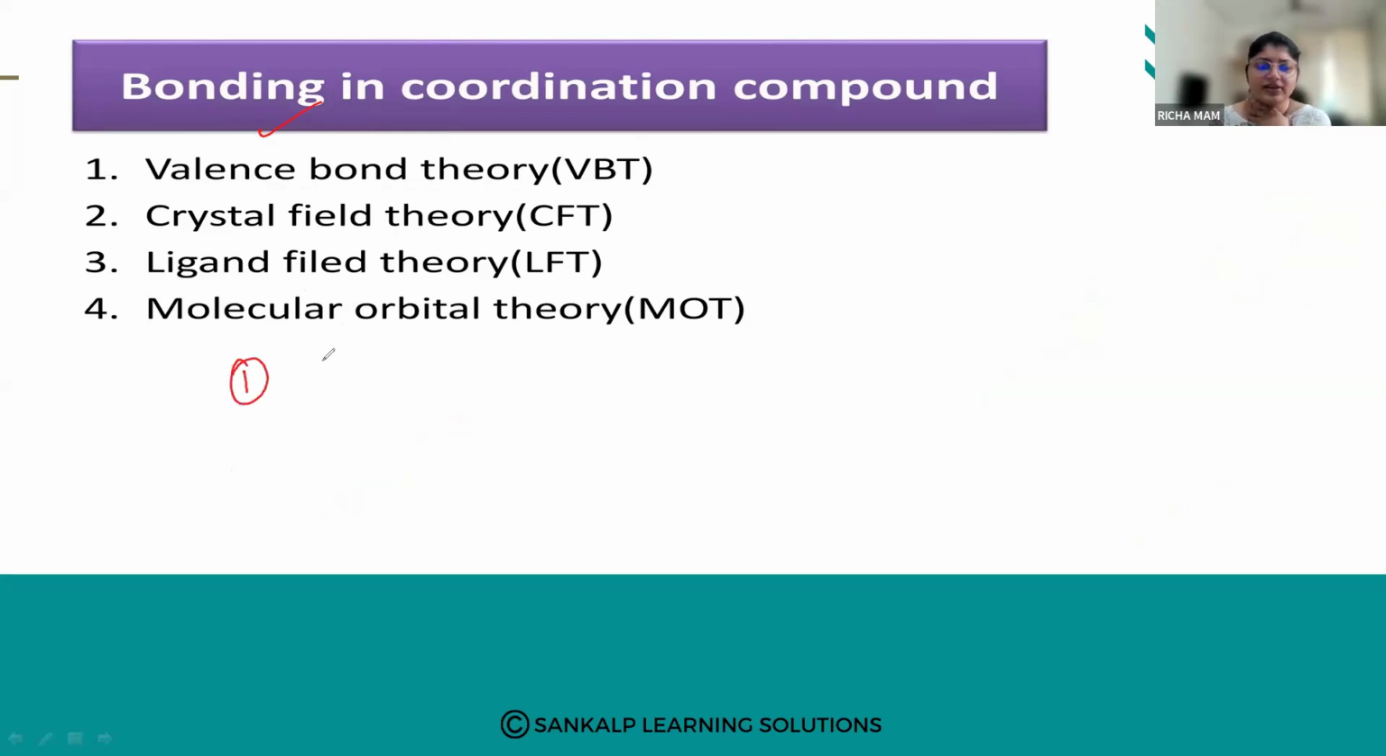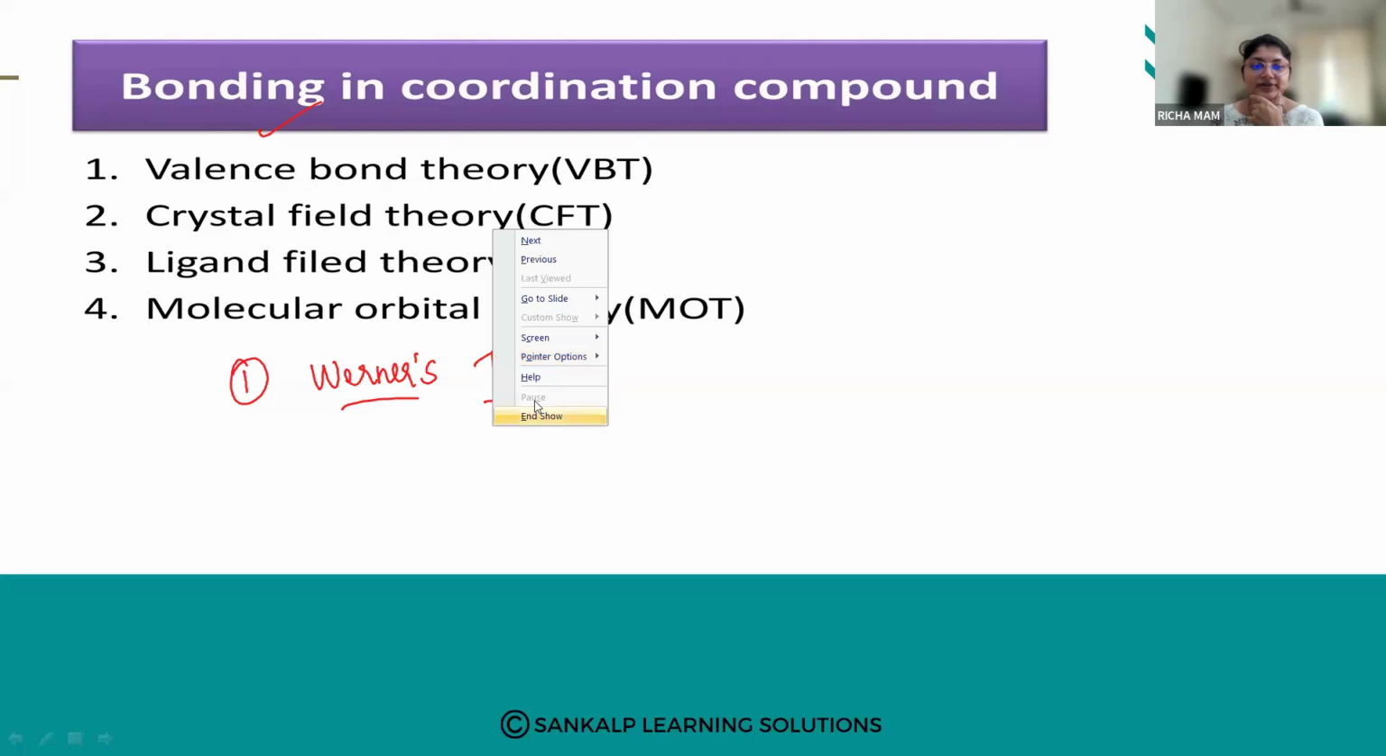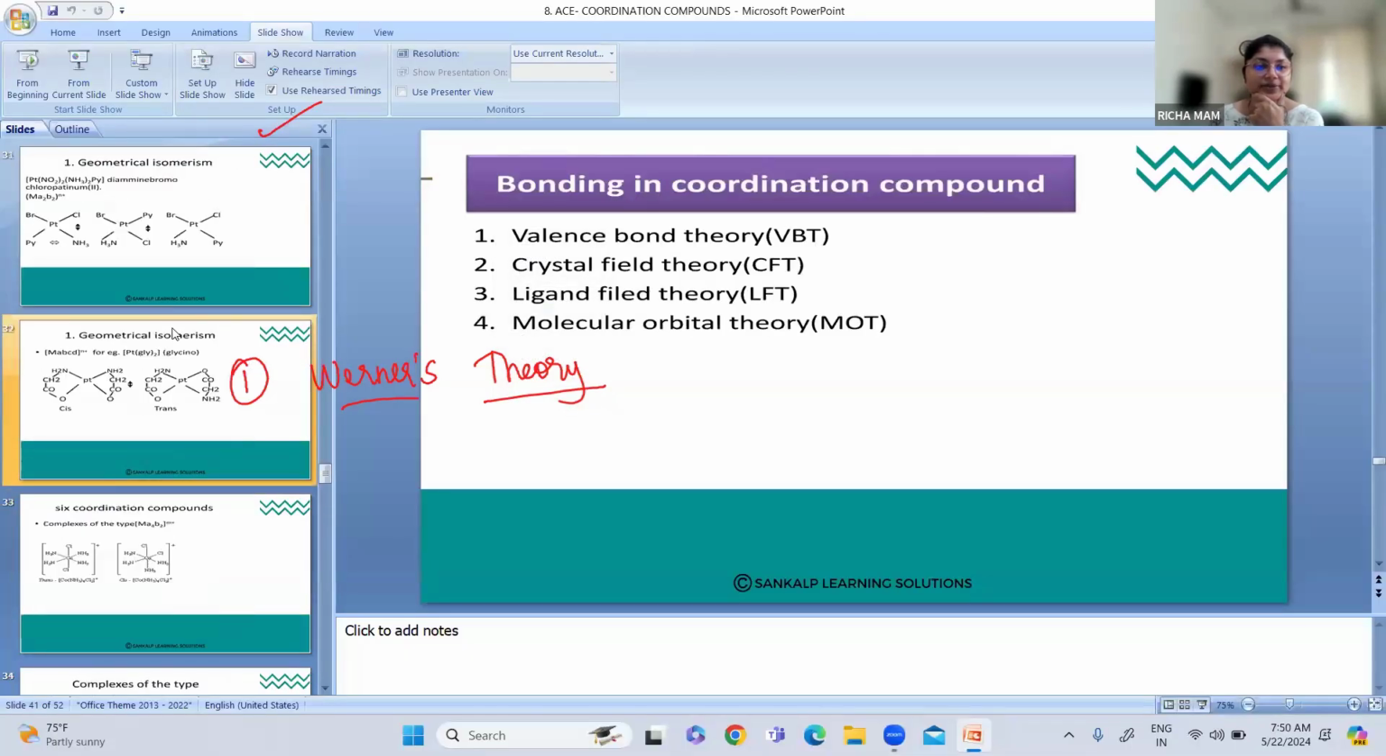The first theory which we are going to discuss is Werner's theory, apart from valence bond theory, crystal field theory, and molecular orbital theory. So let us go for Werner's theory first, and then we will discuss the valence bond theory and the others.